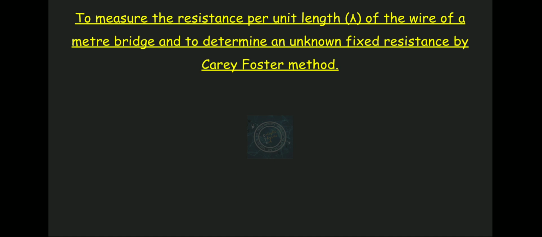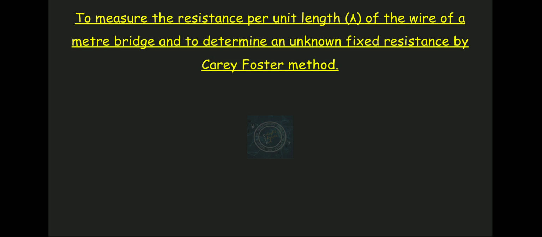So from this aim, as you can see, it's two-part. Let's see the first part. The first part is to measure the resistance per unit length of the wire of a meter bridge. Well, that's quite simple, and you can see that I have denoted resistance per unit length as lambda. In some books you might find that they use rho, but I like to save rho for resistivity, because you know resistivity is resistance per unit length times the area of cross section, so it's not really resistance per unit length. So I'll not use rho here, I'll use lambda here.